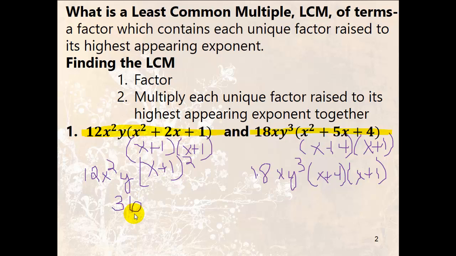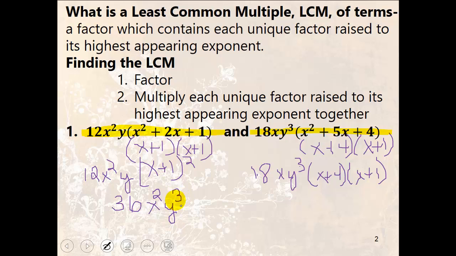Now I have a factor of x. I have an x squared here and an x to the first here. What's my highest appearing exponent? 2. Then I'm going to have a factor of y. I have y to the first here, and then I have y cubed here. What's my highest appearing exponent? y cubed.